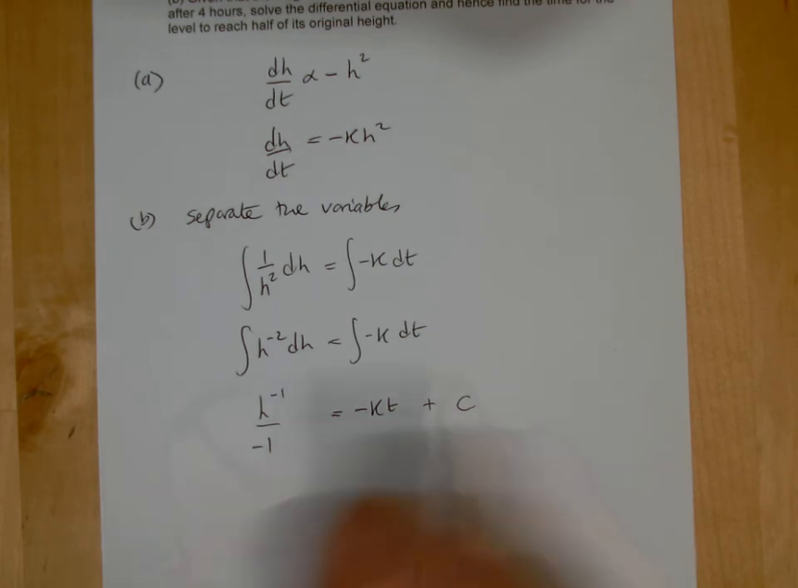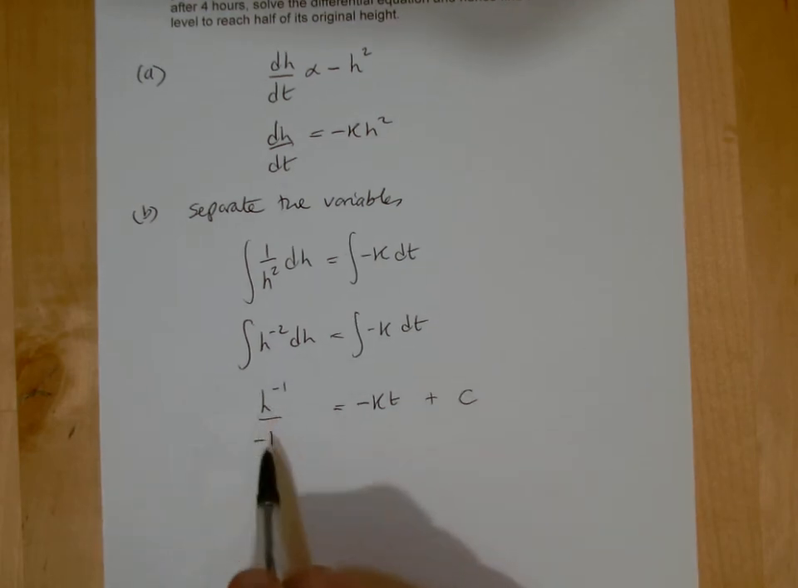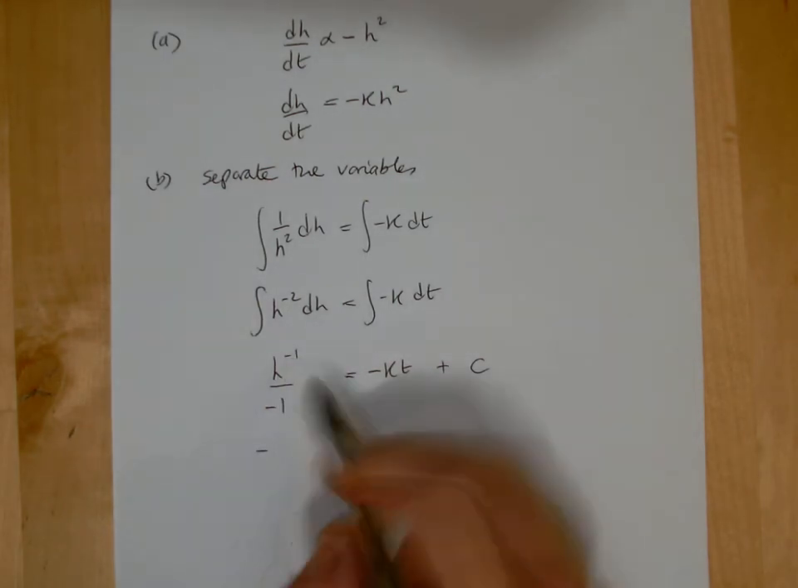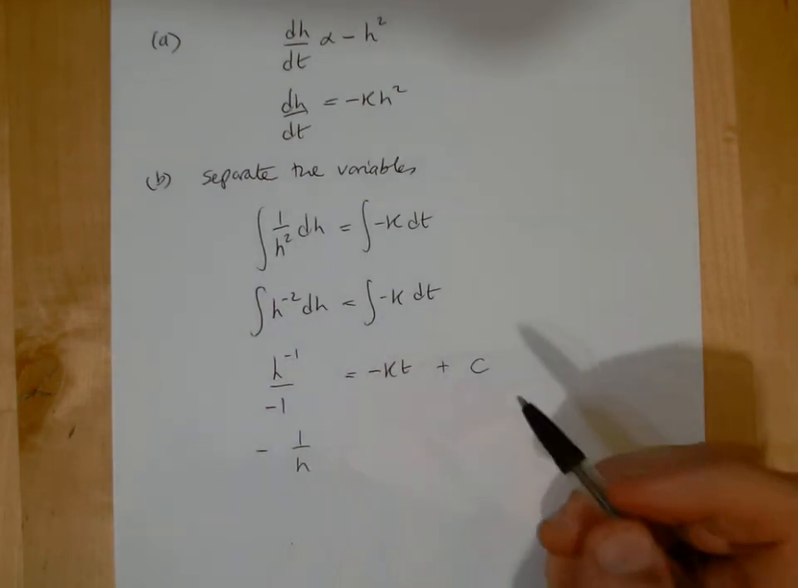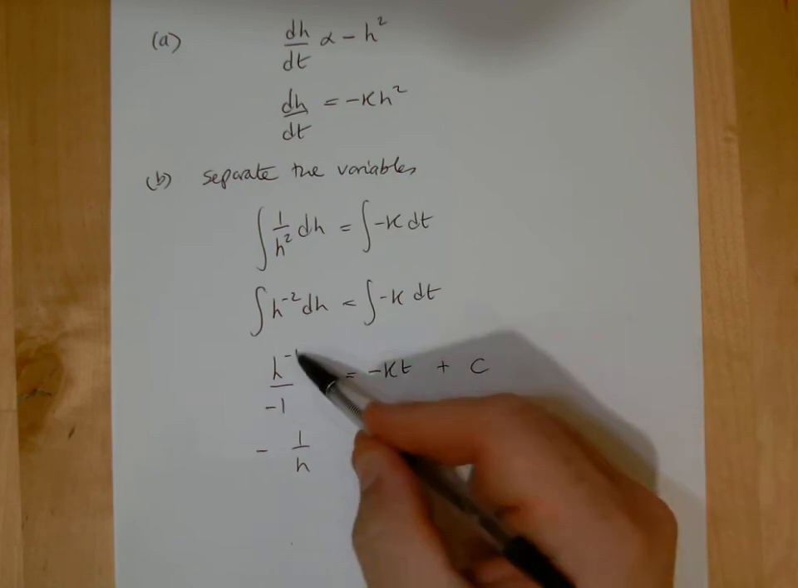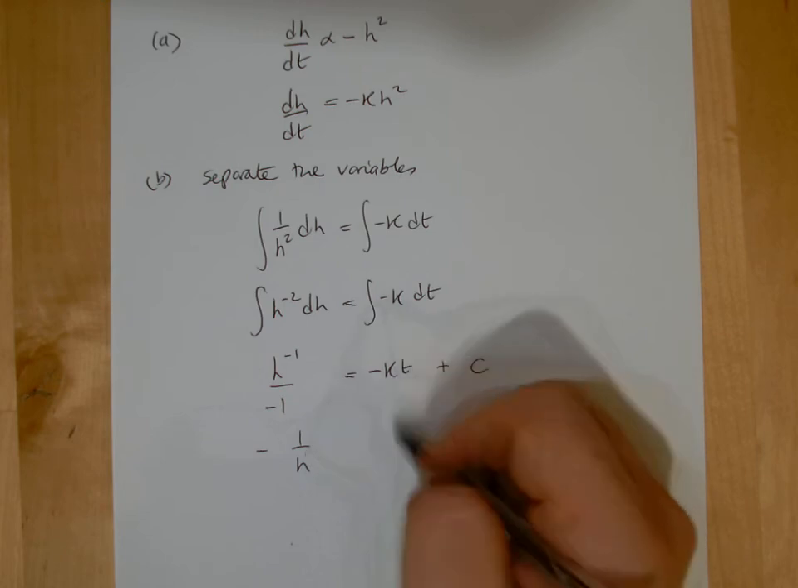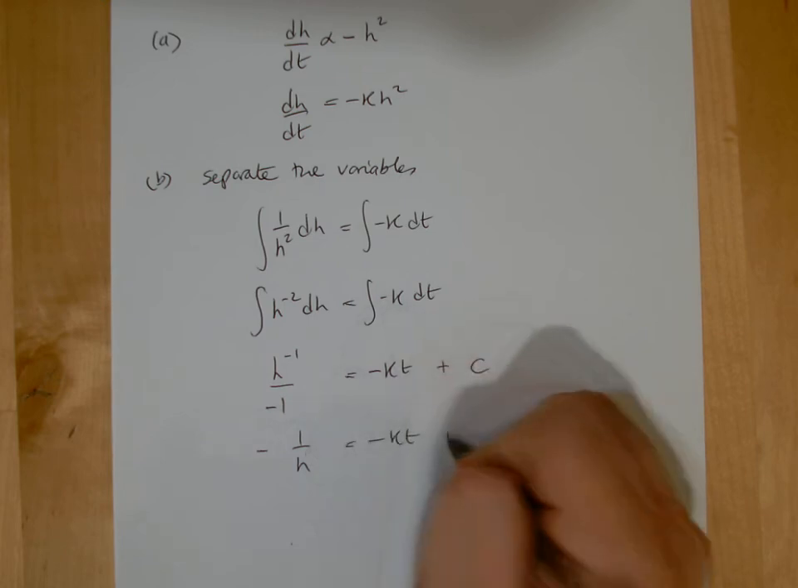So what I'm going to do here now is make this look a bit nicer. I'm going to put the minus in front, and because it's h to the minus 1, I'm going to take it down. So that will be 1 over h, because it's negative 1. So you can take it down as a positive power down here, positive 1, equals minus kt plus c. So then we can look at the information we've got here.